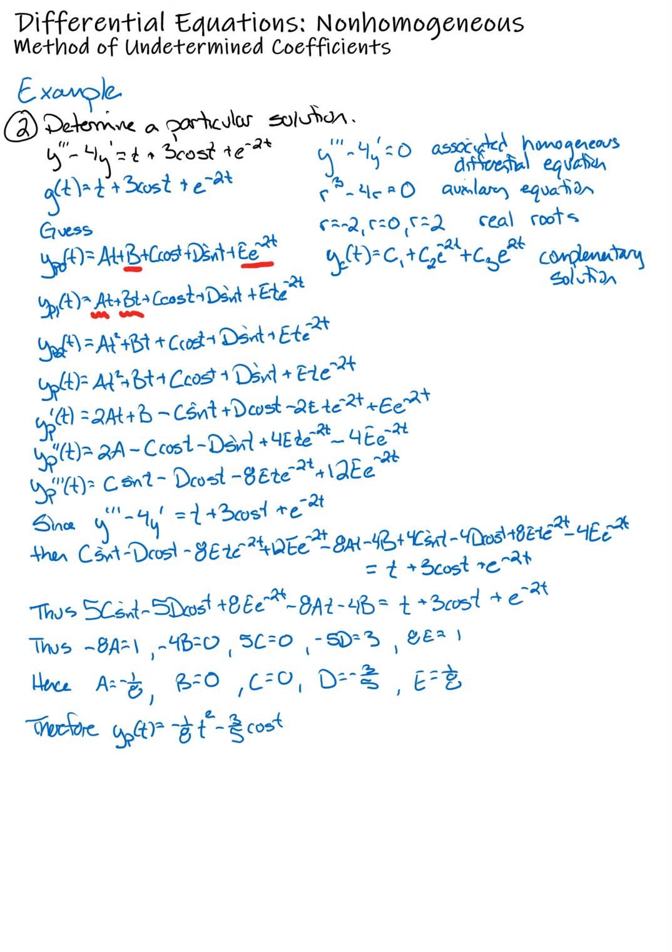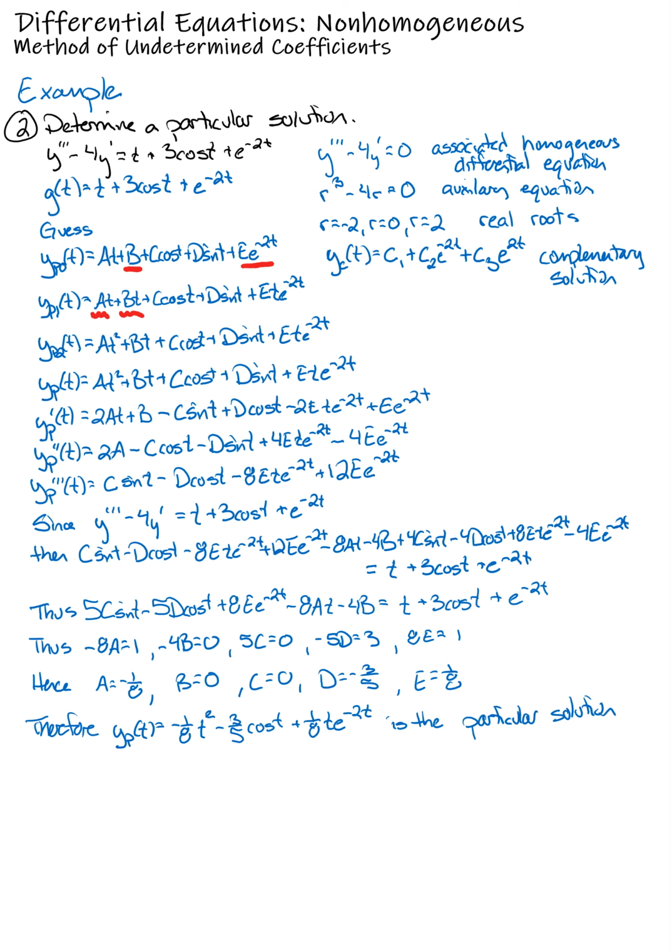The te to the negative 2t term, oh, that one, we do have something. What does that give us? That is 1/8 t e to the negative 2t. There we go. This is the particular solution.